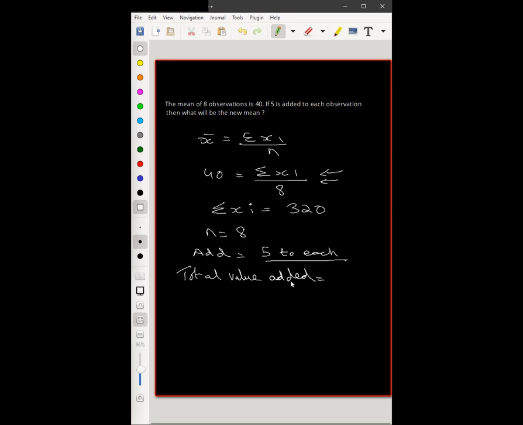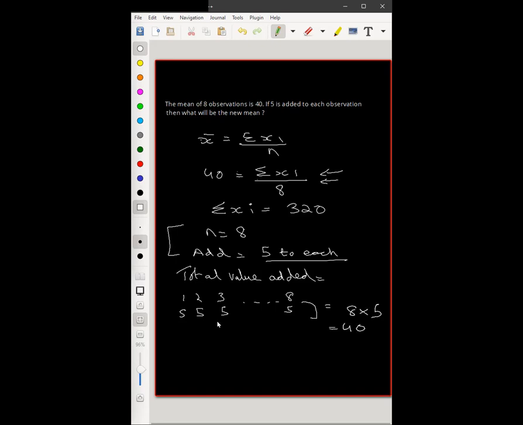Sanika, tell me, what will be the total value that we're adding? Sanika, look here. It's in front of you on the blackboard. First observation, we're adding 5. Second observation, we're adding 5. Third observation, we're adding 5. Till the 8th observation, we're adding 5. So the total of these observations will become 8 into 5, isn't it? Aren't we adding 40 to the total?